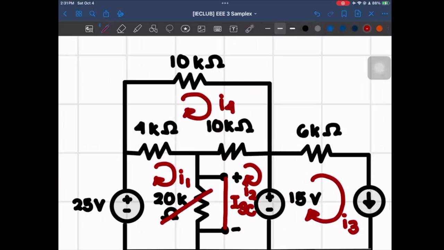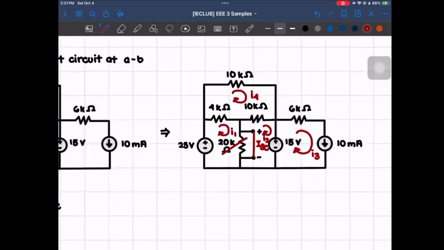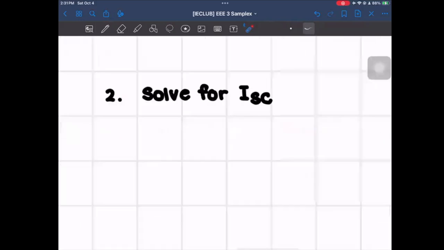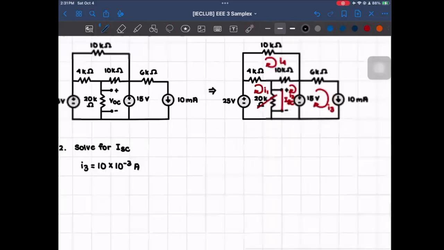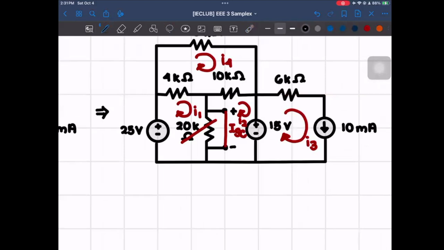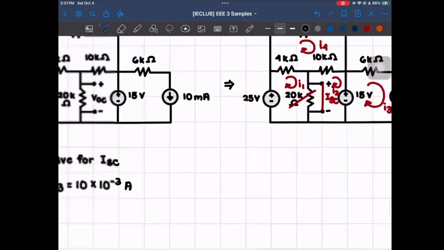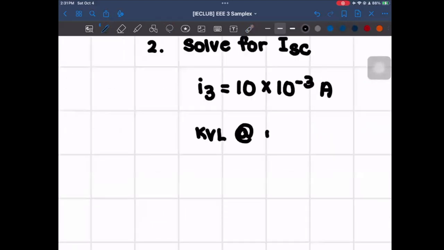And then we determine our known values, which will just be I3, since it has a current source that is not in between any other mesh. So that will be I3 is equal to 10 times 10 raised to negative 3 amperes. And then with that, we could start doing KVL for our remaining variables. So first, we'll do KVL at mesh 1.